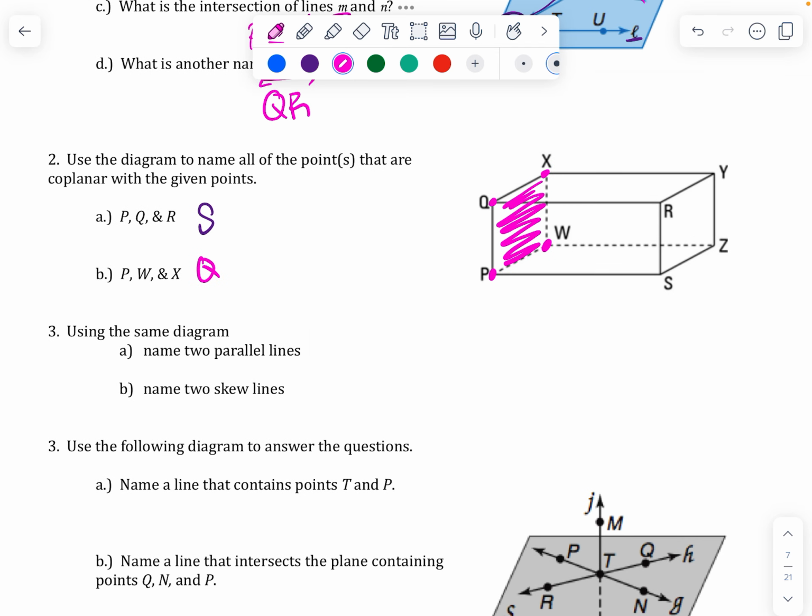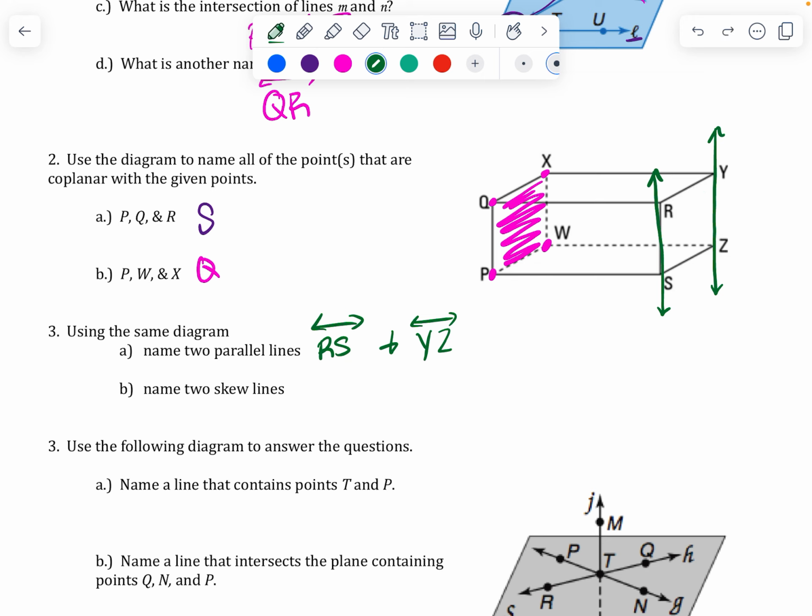Using the same diagram, name 2 parallel lines. So we could name lots of options for parallel lines. I'm going to go with these 2. If I do line RS, parallel would be YZ, so they don't intersect. So line RS, got my line symbol, and line YZ, line symbol. Now 2 skew lines would be lines that don't intersect and are not on the same plane. So RS and YZ were both on this plane in the back here.